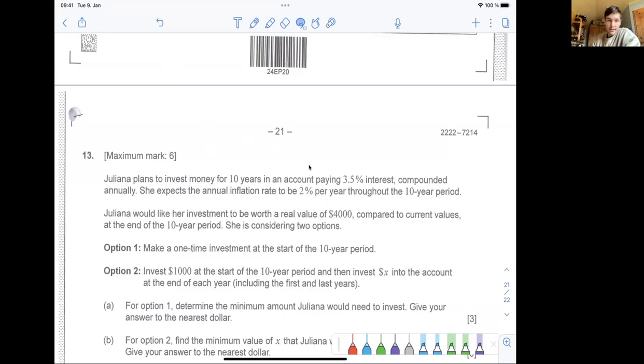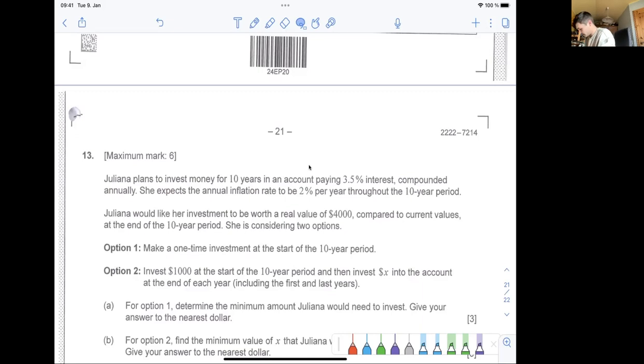Option 1, make a one-time investment at the start of the 10-year period. Option 2, invest $1,000 at the start of the 10-year period, and then invest X dollars into the account at the end of each year, including the first and last years. Part A asks for option 1, determine the minimum amount Juliana would need to invest. Give your answer to the nearest dollar.